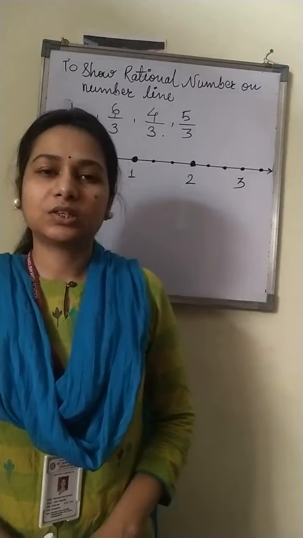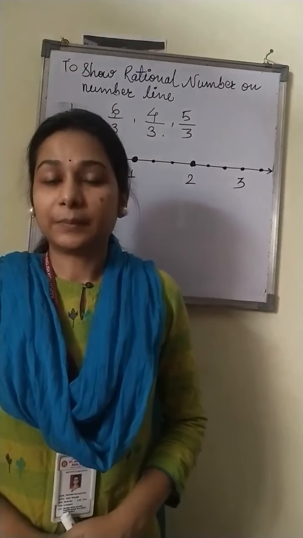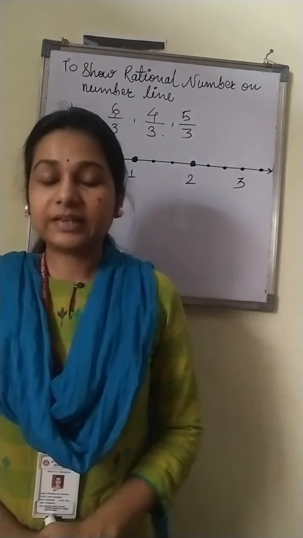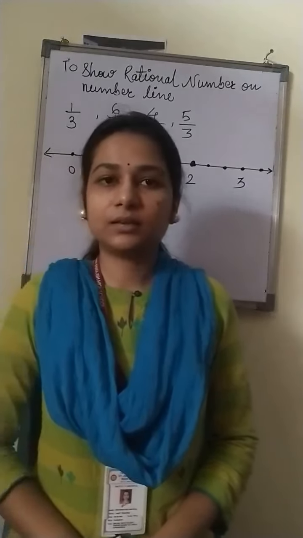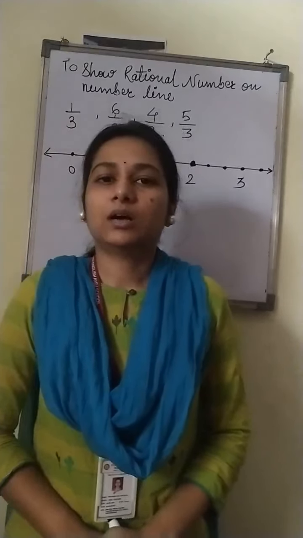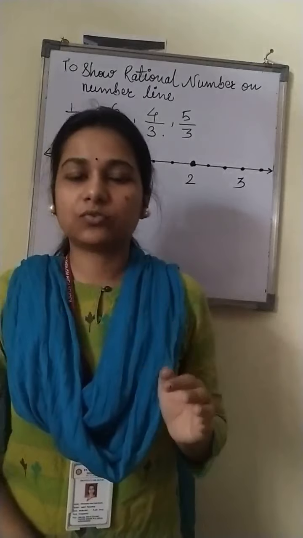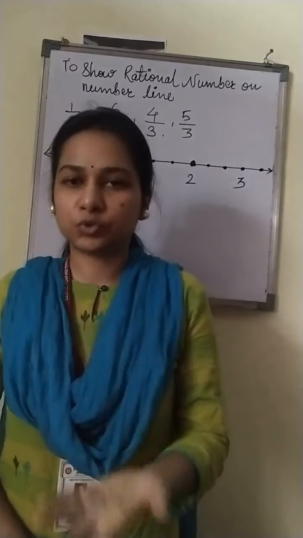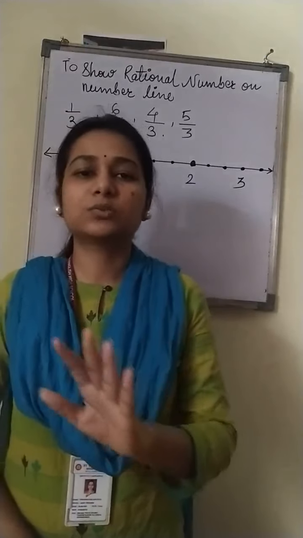In the previous two lectures, we studied some types of rational numbers and the comparison of rational numbers. Now, next is how to show rational numbers on a number line. It's very easy. Actually, you can show any number on a number line. First of all, you must understand what a number line is, which I am going to show you right now. Then we are going to study how to put rational numbers on a number line.